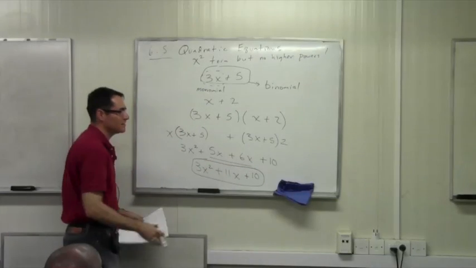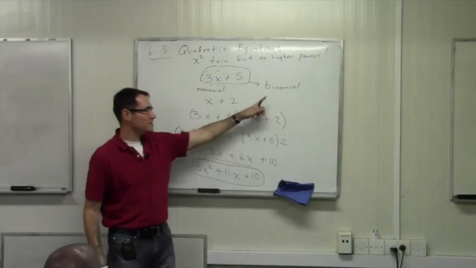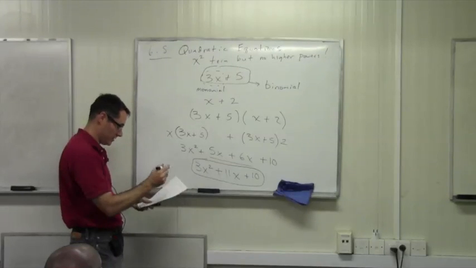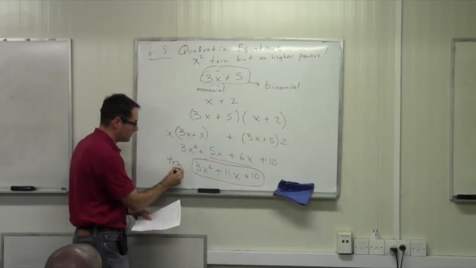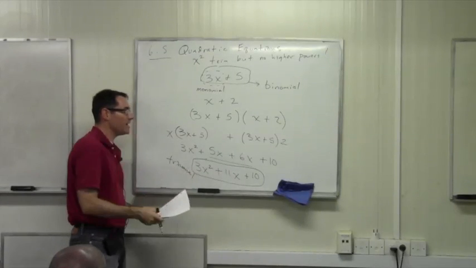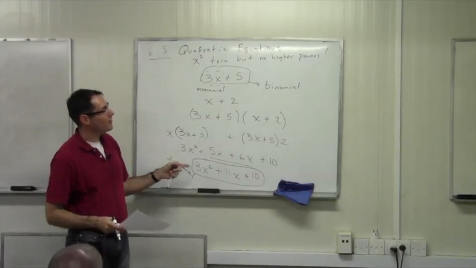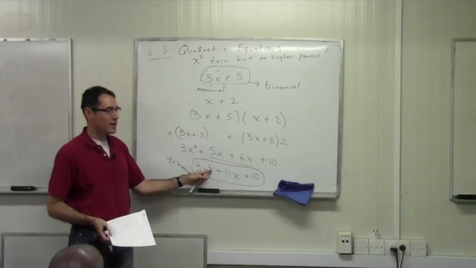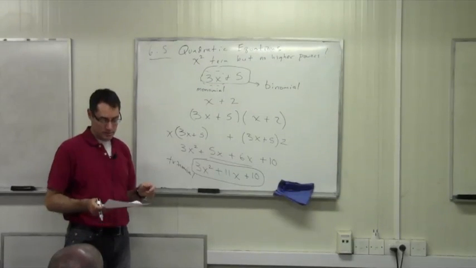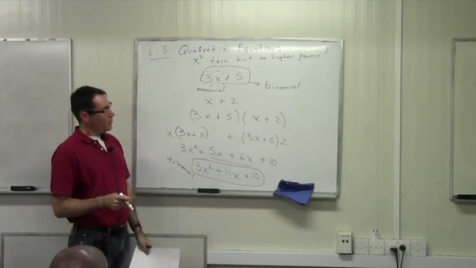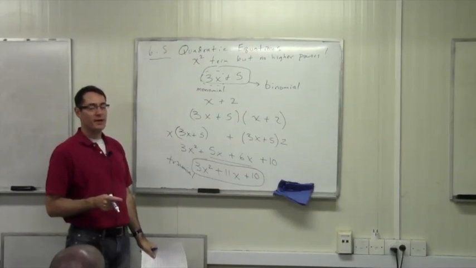OK, hotshots. If this is called a monomial and this is called a binomial, what do you think this is called? It's called a trinomial. Is it a quadratic form? Yes. It is, because it's got an x squared and no higher powers.